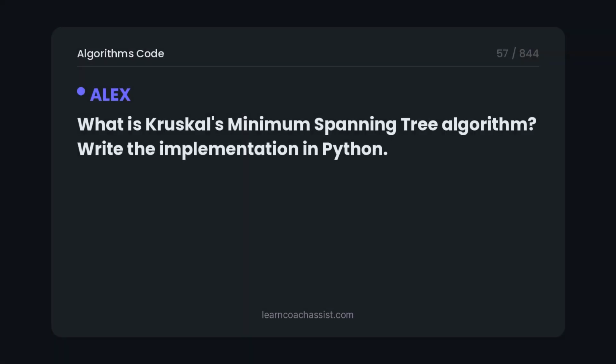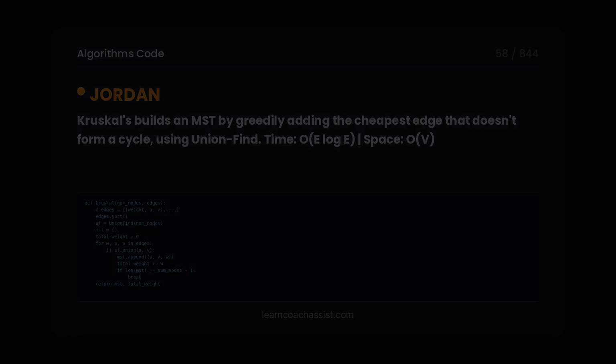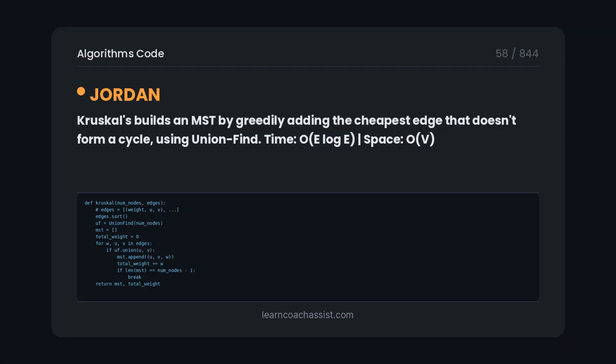What is Kruskal's minimum spanning tree algorithm? Write the implementation in Python. Kruskal's builds an MST by greedily adding the cheapest edge that doesn't form a cycle, using union find. Time O(E log E), space O(V).